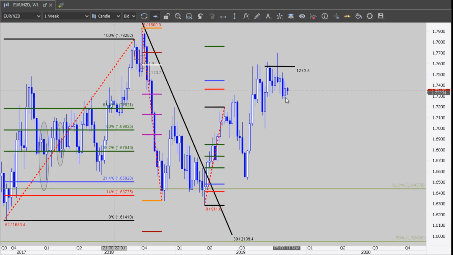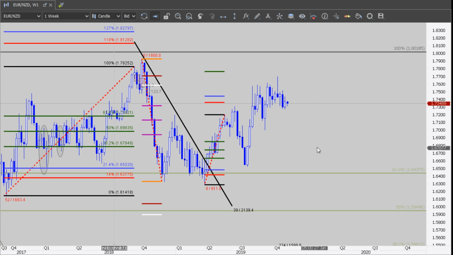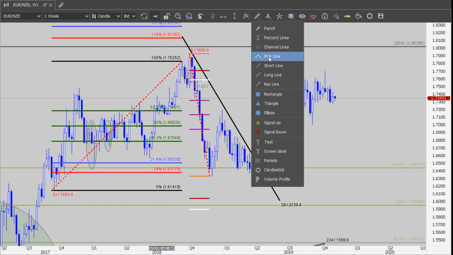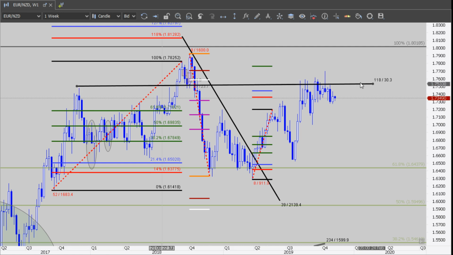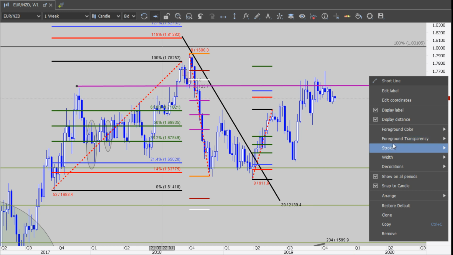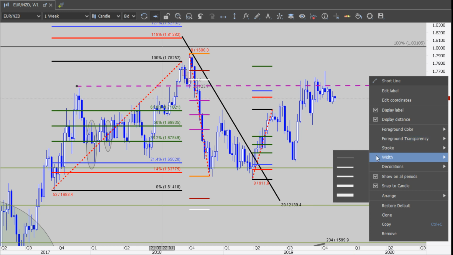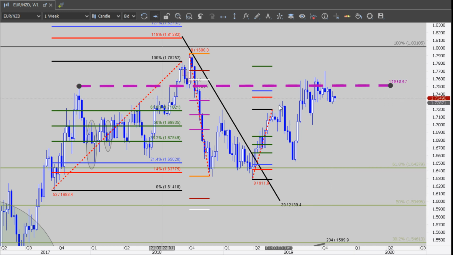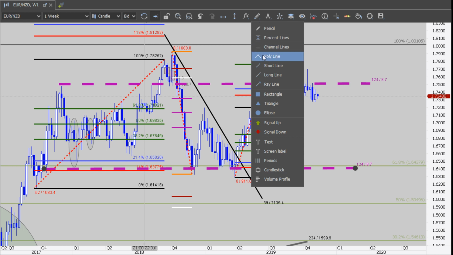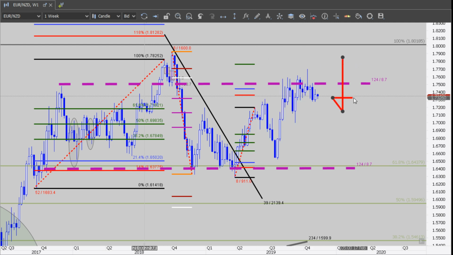Not this one, right? But where is the channel? There you go. This one. Maybe we are locked in here. So let's make it violet and like this and like this and clone. So from the monthly chart, this is the band. Okay, short the market. Again, stop reverse up in here.